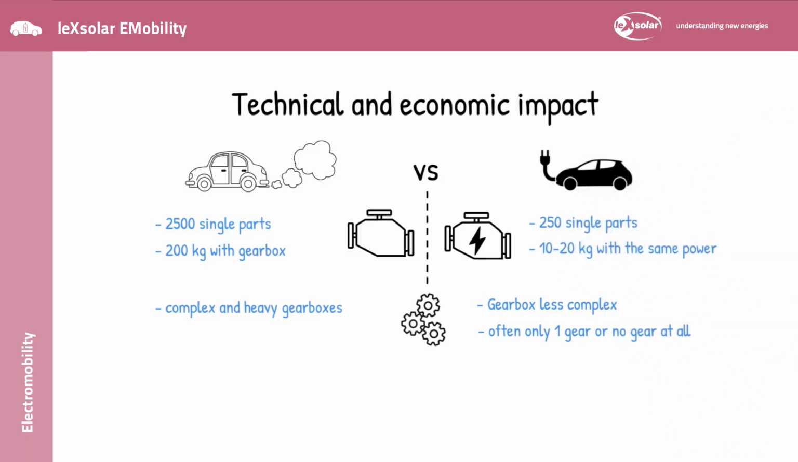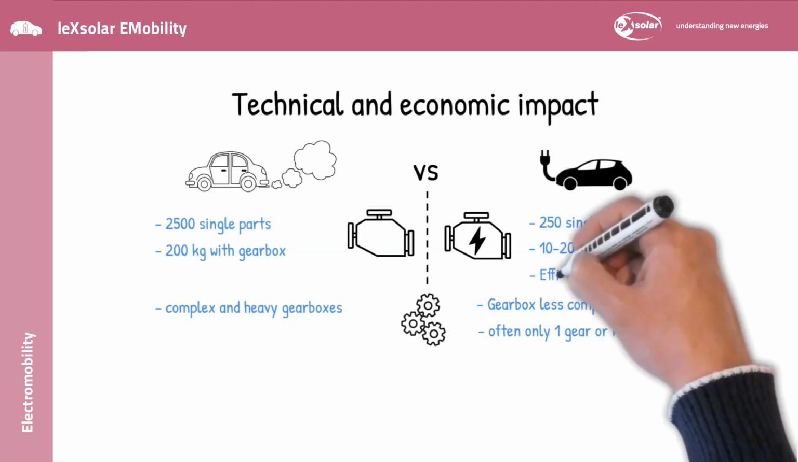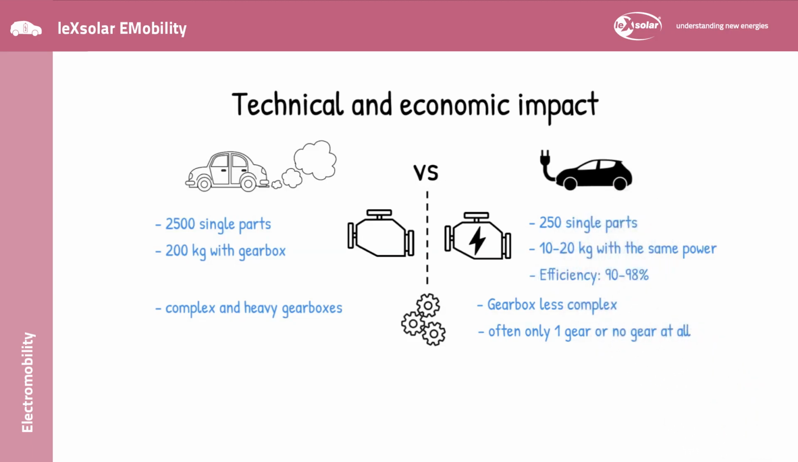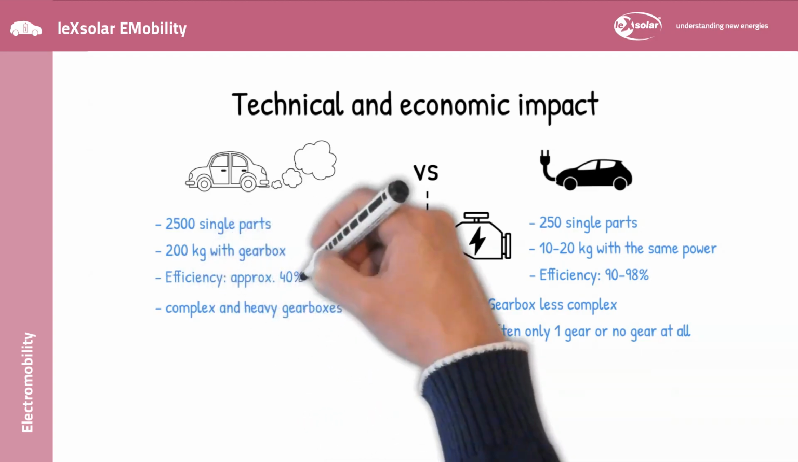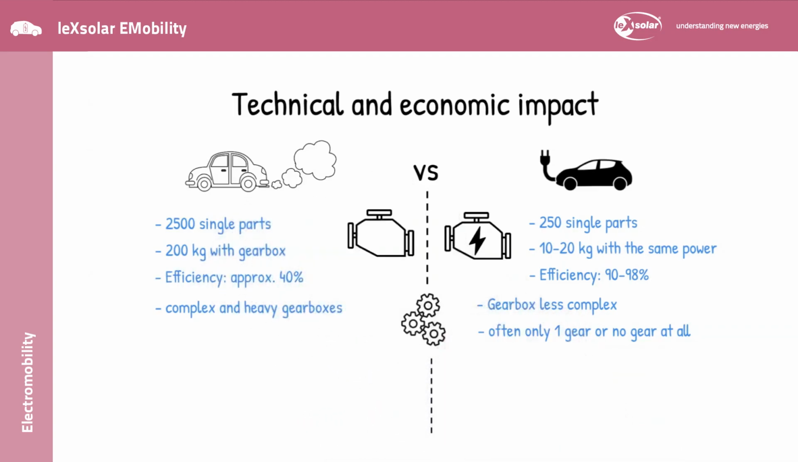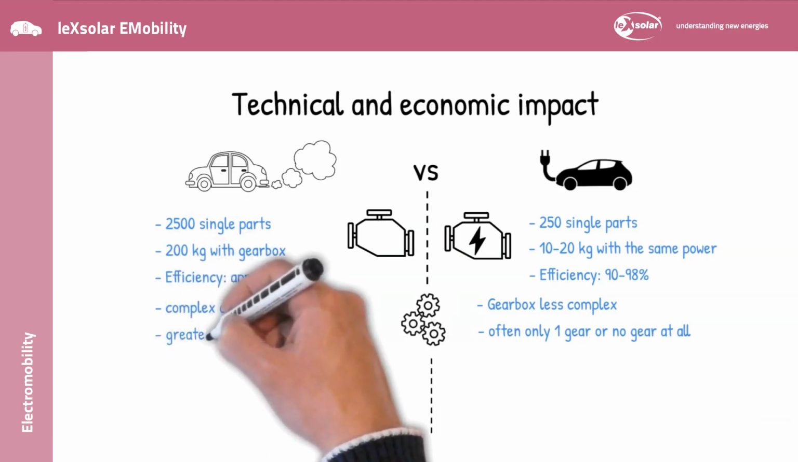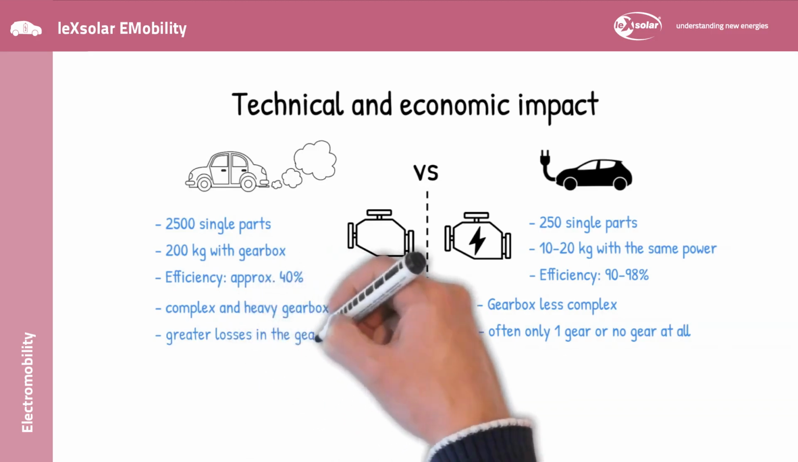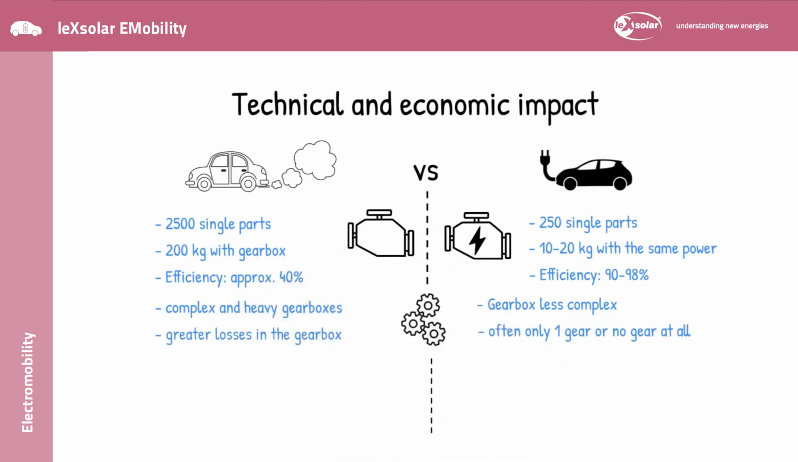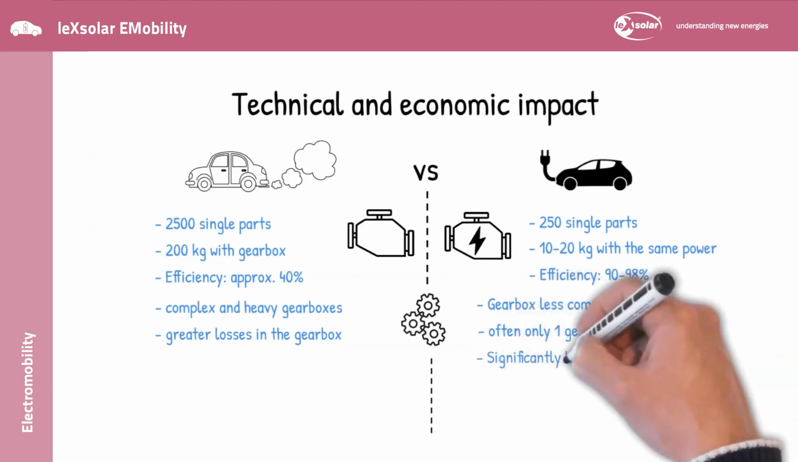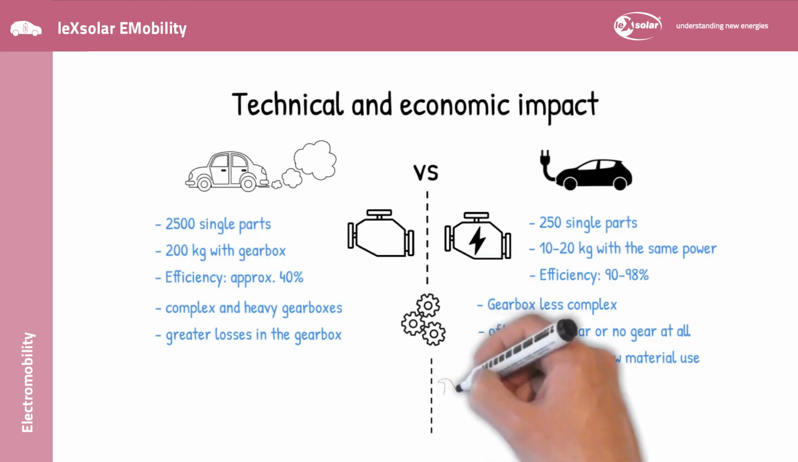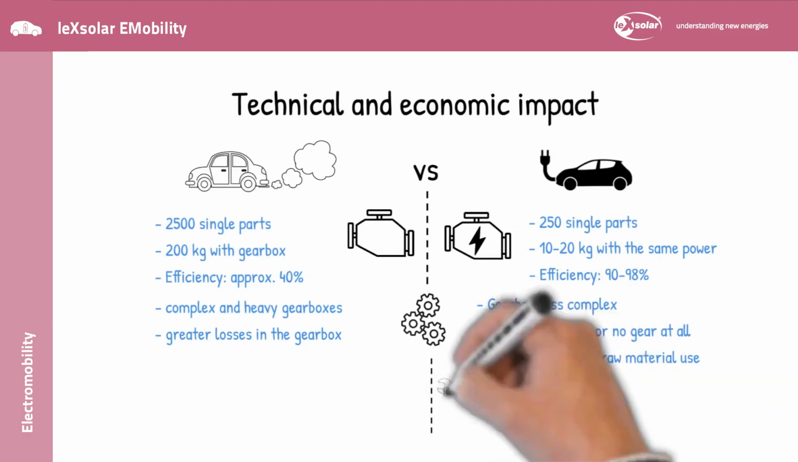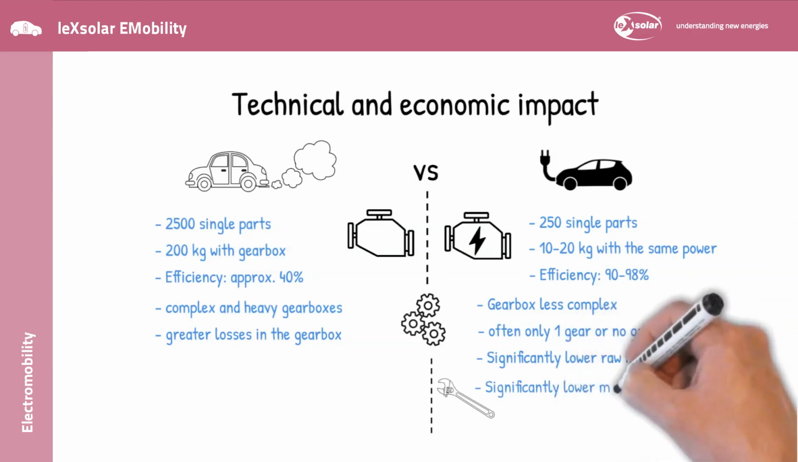The maximum efficiency of electric motors is in a range of 90 to 98%, while an internal combustion engine is more in the range of around 40%, which also means that significantly less energy has to be stored in the battery than in the fuel tank to achieve the same range. Transmission losses are also reduced and significantly fewer raw materials are needed for the engine and transmission, which also have to be mined.